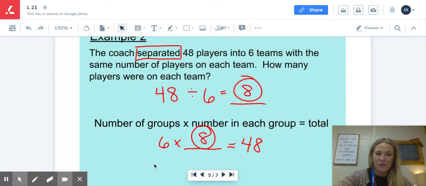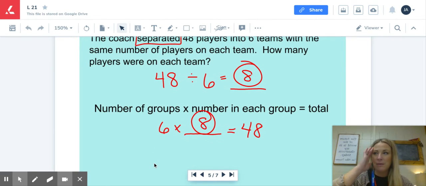Down here a little bit further, I've just demonstrated how to think about this with a multiplication mindset. Oftentimes I find that students find thinking about things in a multiplication mindset is easier than dividing. I don't know, whatever works for you.